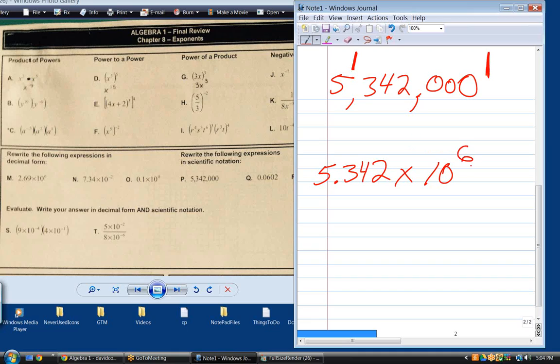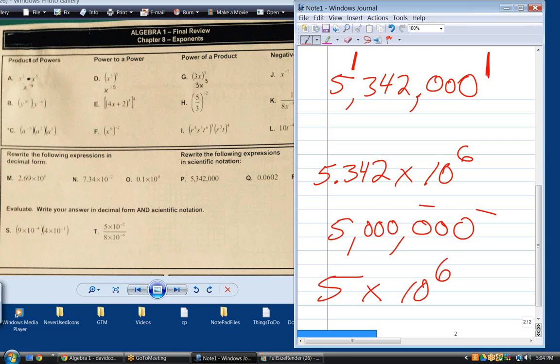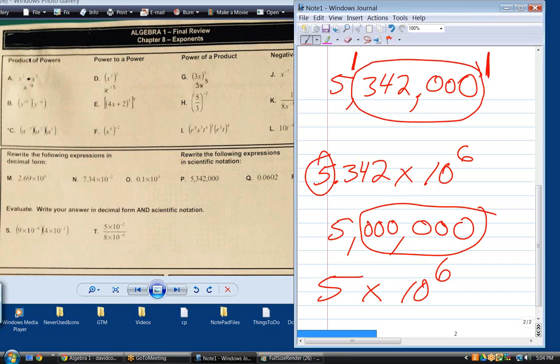Yeah. In other words, if I had the number, say, 5 million, we know that's going to be 5 times 10 to the 6th, right? Because there are exactly 6 zeros. Well, this is the same problem, only there's a decimal. So we want to count how many numbers there are after the 5. And there's 6.